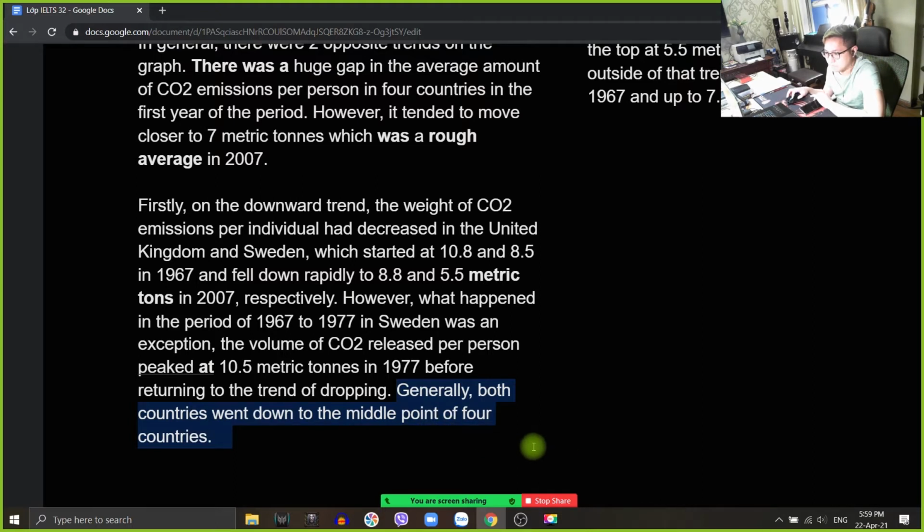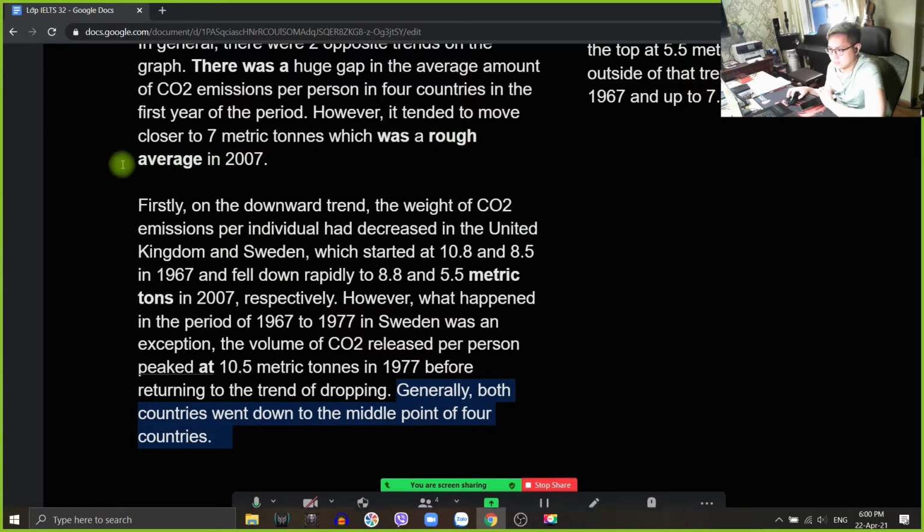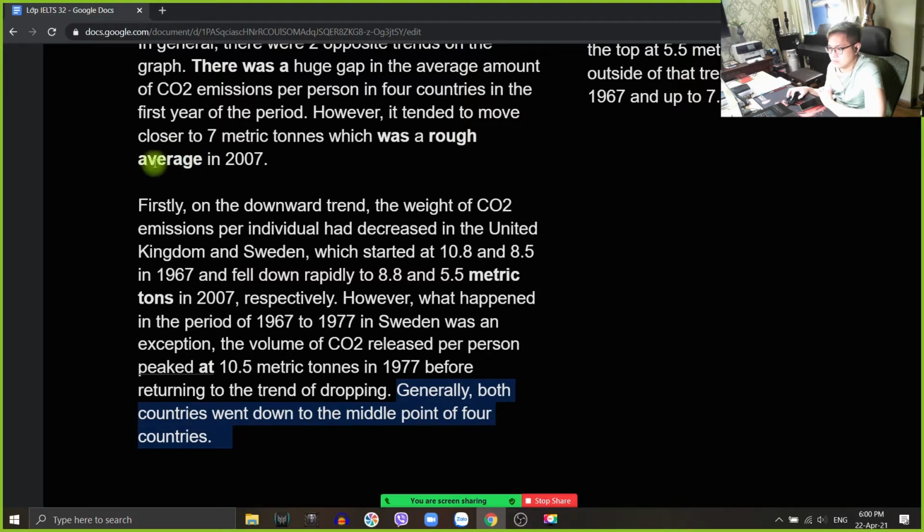Tức là cái câu này là tổng kết, nhìn chung là hai nước này đều có xu hướng đi giảm để khẳng định lại cái downward trend. Aha. So you're mentioning that both UK and Sweden go down to the middle point that you mentioned before, right? The rough average something, right? Là cái lúc mà nó rơi xuống cái lúc bình quân chung 7 tấn gì mà Long đã nói đúng không các bạn? Okay, good. Both countries went down to the middle point of 4 countries.